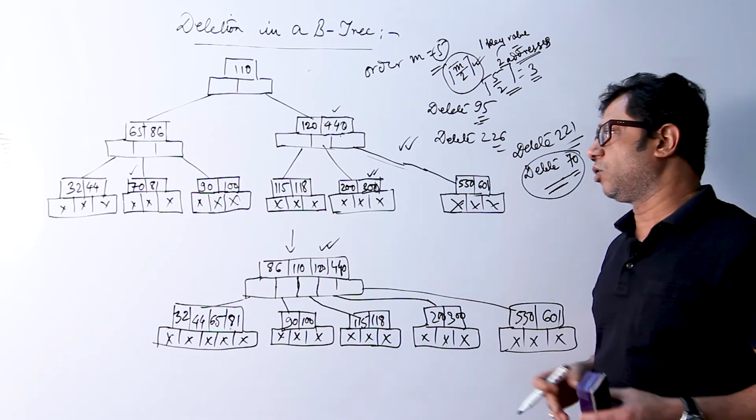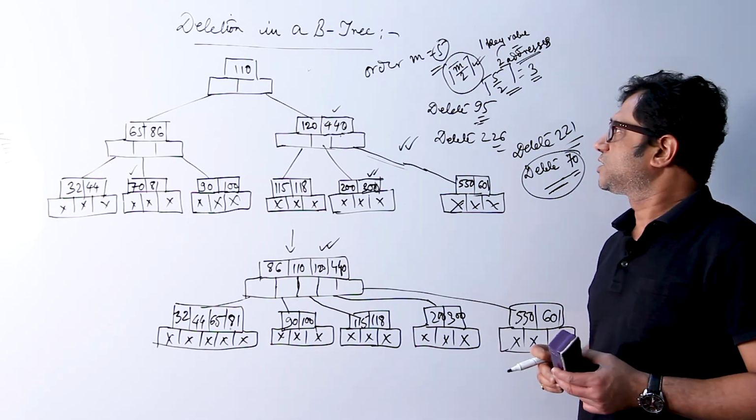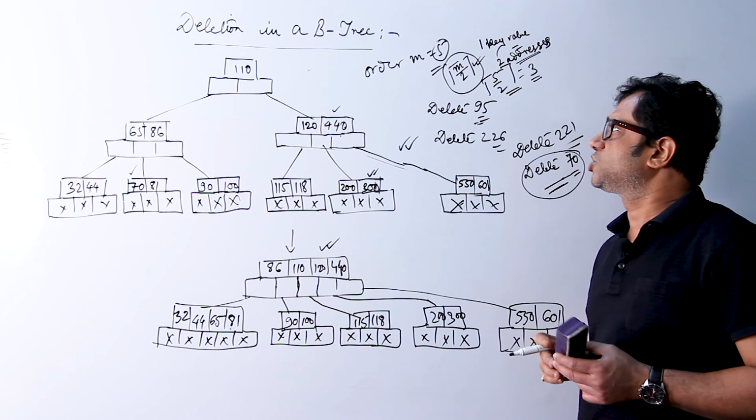So this is all we have to explain in this topic, deletion in a B tree.